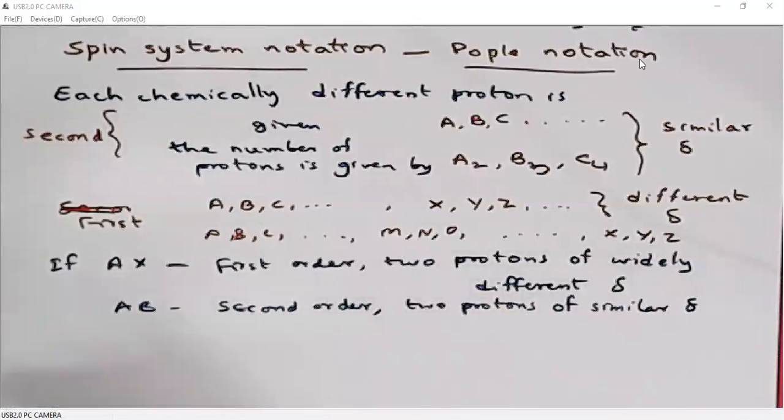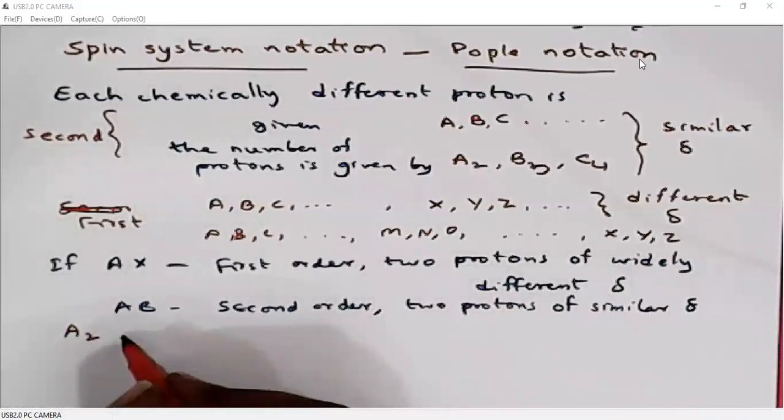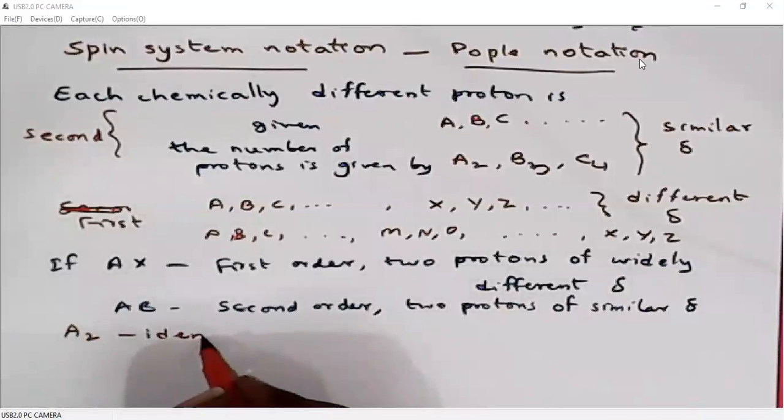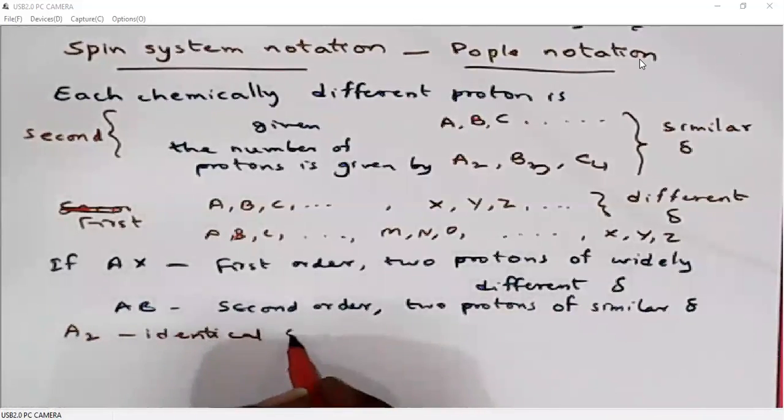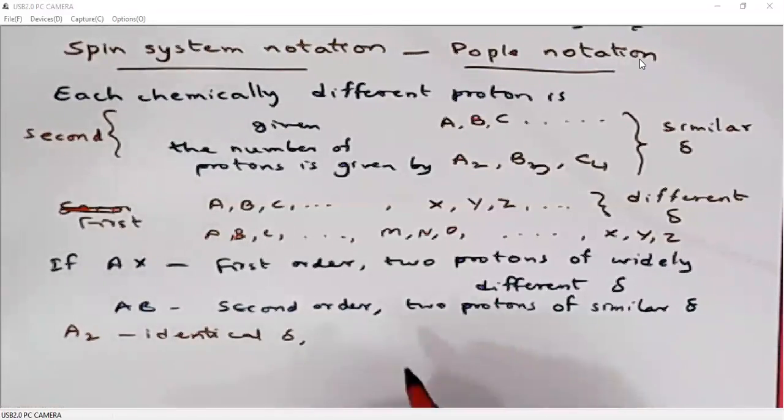Then we also have A2. What is A2? There are two different protons, but they have similar delta value. Or in other words, we can say there are two different protons which are chemically equivalent and magnetically equivalent.